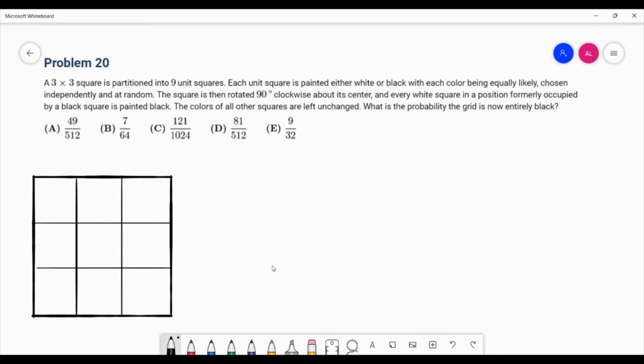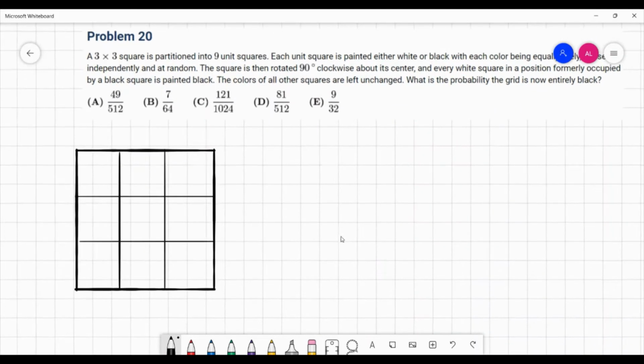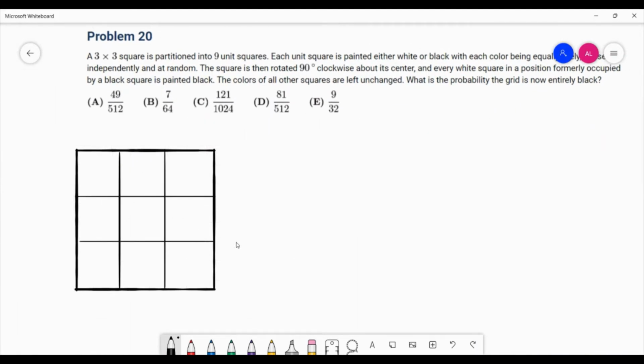We have a 3x3 square that is divided into 9 unit squares, just like this. So, kind of like a Sudoku puzzle. And then each unit square is painted either white or black with equal probability. And then the square is rotated 90 degrees clockwise about its center. So how would that look?